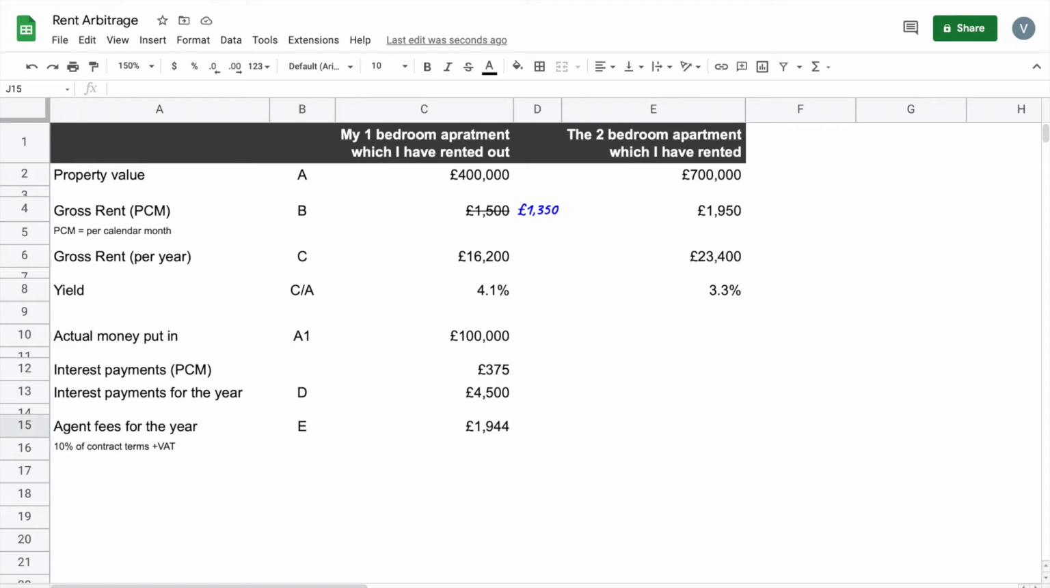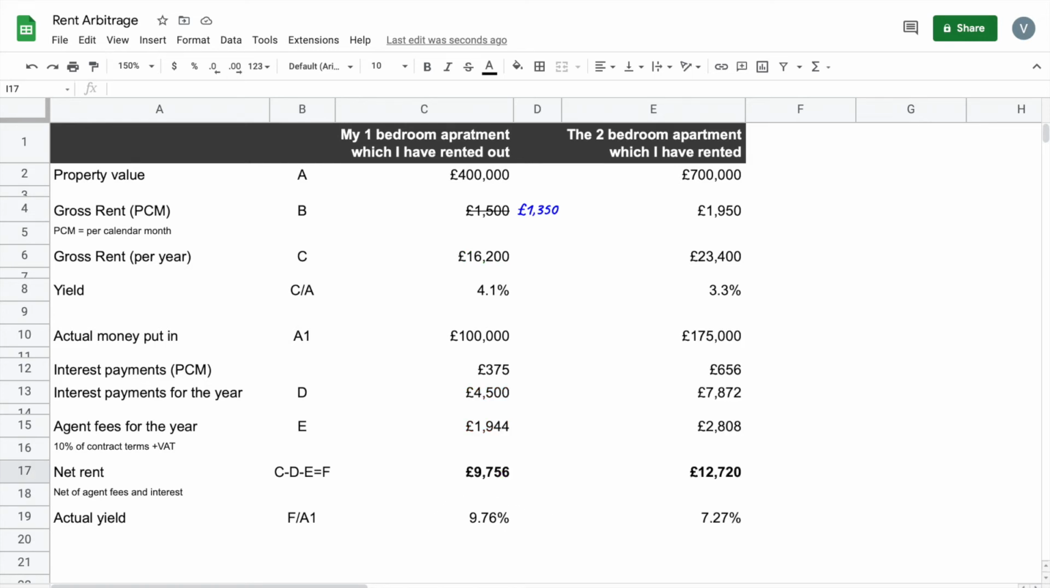To rent through an agent, you need to pay agency fees, so I was quoted 10% of the full year contract price. So that's 10% of £16,200, but this can go from 10% to 20% depending on the level of service. So the net rent works out to be about £9,750. This is the gross rent minus the interest payments minus the agent fees. So the actual yield that I get is a little under 10%. This takes into account the actual money that I put in and the net rent that I receive.